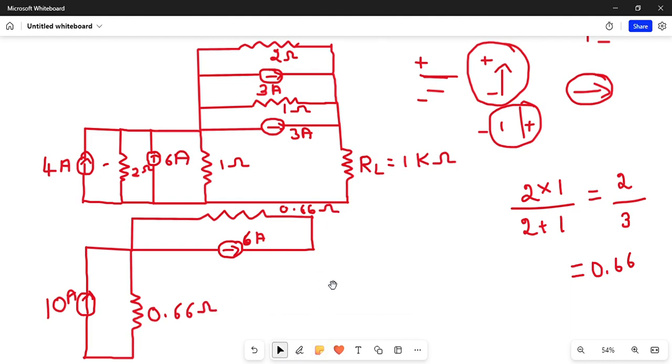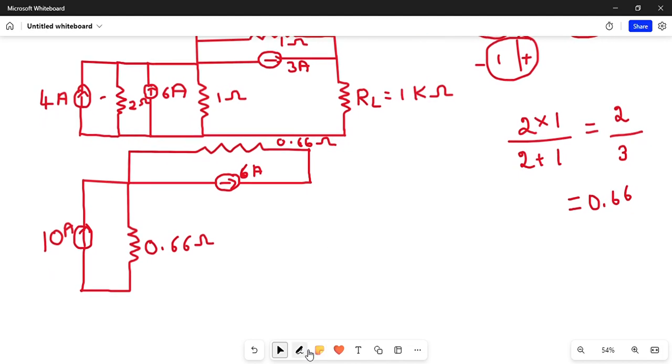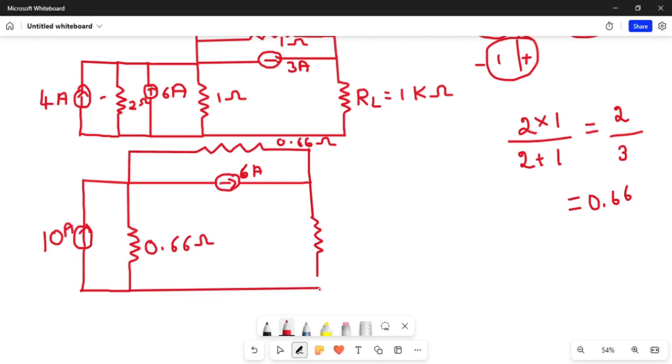And next, you're going to keep the RL as it is. So the load resistance, you're going to find the current through the load resistance, so you keep the load resistance as it is. At the end, you're going to make changes with respect to the load resistance. I'll tell you about that.